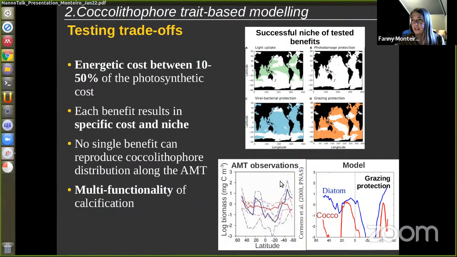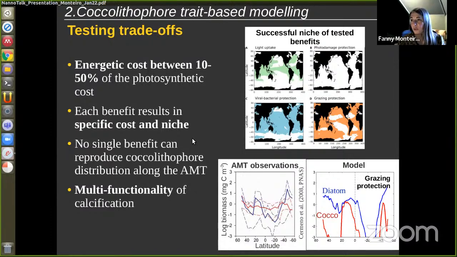Based on this testing of the trade-off, we also find high energetic costs between 10 to 50% of photosynthetic rate. And we found that each benefit resulted in a different cost. Depending on which benefit, you require a higher or lower cost, but those benefits also had a specific niche. For instance, grazing protection favors coccolithophore in high latitudes and upwelling regions, whilst light uptake really favors coccolithophore growing in the equatorial region and regions with really strong currents.